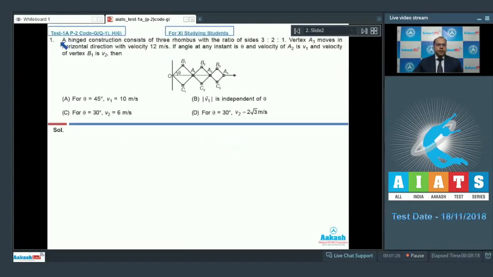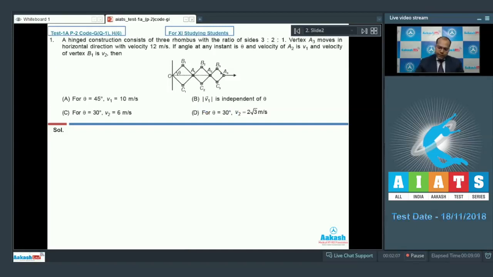In question number 1, a hinge construction consists of 3 rhombus with the ratio of sides 3:2:1. Vertex A3 moves in the horizontal direction with velocity 12 meter per second. If angle at any instant is theta and velocity of A2 is v1 and velocity of vertex b1 is v2, then we have to check the validity of these statements.